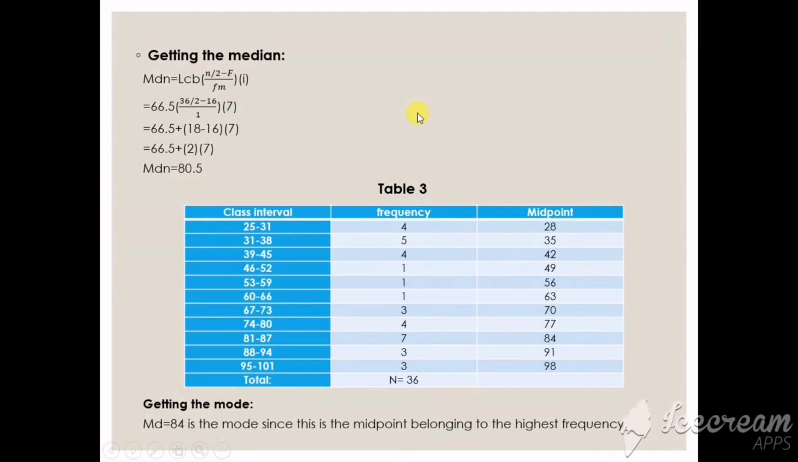Let us proceed on getting the mode. So, here we are going to get the mode in table number 3. Ang laman po ng table natin is the class interval, frequency, and the midpoint. So, 84 is the midpoint since it is the midpoint belonging to the highest frequency. So, diyan ang titingnan po natin is tong column ng frequency. Hanapin po natin dyan yung may pinakamataas na frequency, and yun po yung magsisilbi nating mode, which is 7. So, our modal class or our mode is 84.